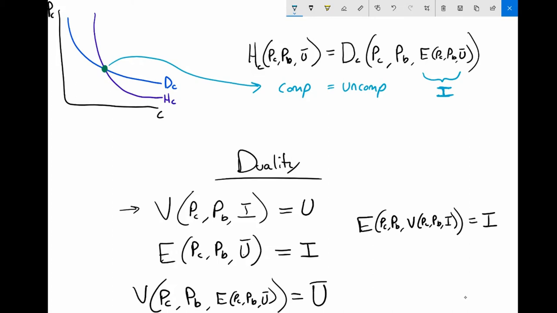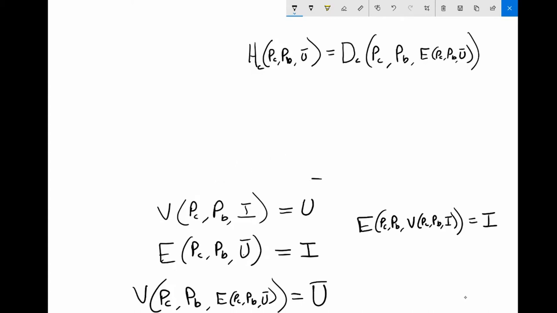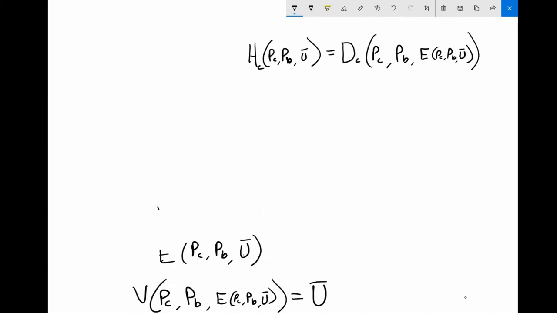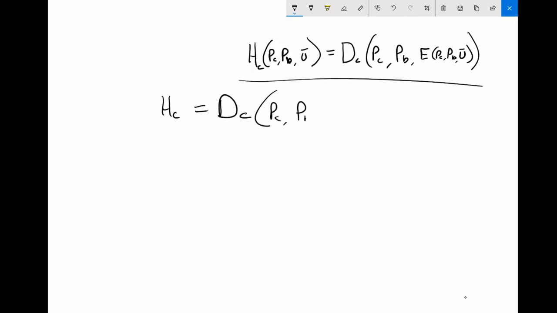All right, this equation is going to form the basis for how we're going to relate these two different demand curves. All right, so I'm going to use this equation to relate these two different demand curves.